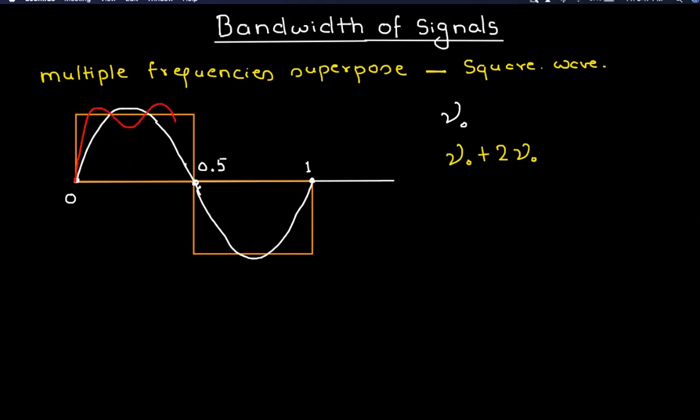Once it gets superposed, both the frequencies, you can just add graphically, and you will see that you'll get this kind of thing. On top of it, if you add 3 mu naught, then you're going to get this kind of thing. So you'll see that if I keep on adding higher and higher frequency, it is becoming closer to the square wave only.